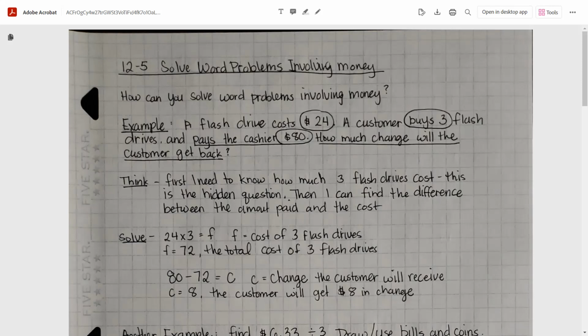So first I'm going to do 24 times 3 is equal to F. F is my variable that represents the cost of 3 flash drives. So 24 times 3 is 72. So the total cost of 3 flash drives was $72.